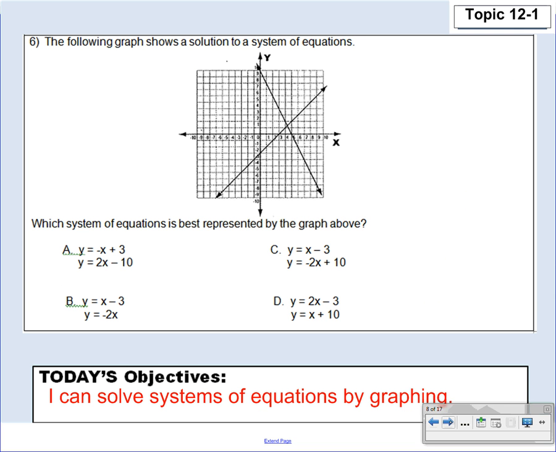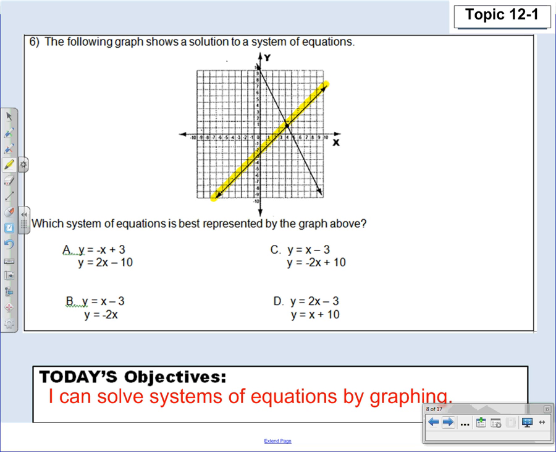The following graph shows a solution to a system of equations. Which system of equations is best represented by the graph above? So I see that there's a solution, but I can't really take that point and plug it in. So what I have to do is try and see what two equations will actually graph these two lines. So let's start with the equation that has a positive slope. Notice one of these equations has a positive slope and the other has a negative. So we're going to do the positive slope equation first.